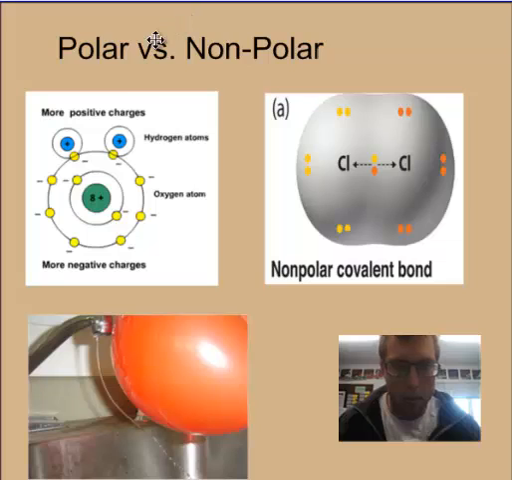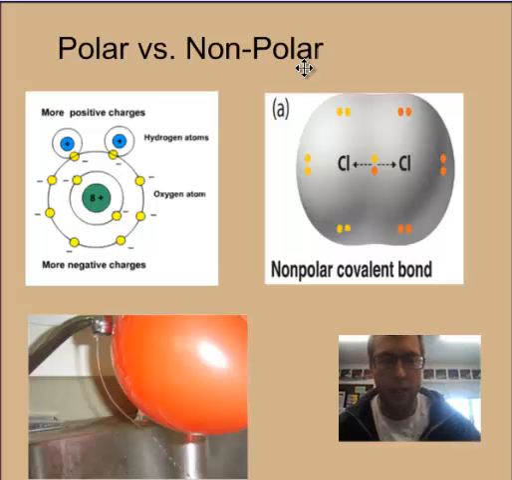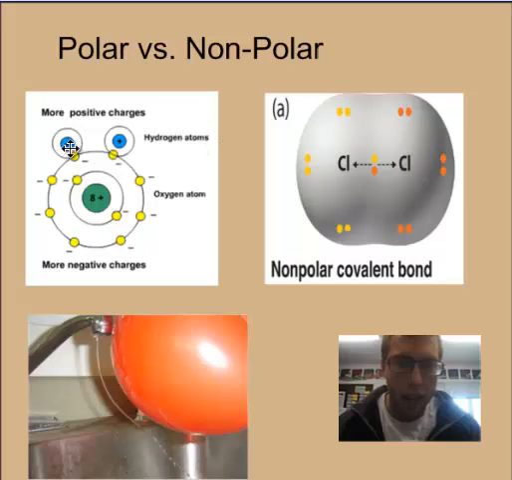Some of these bonds that we're making are going to be polar, and some are going to be nonpolar. So that's what I want to look at just for the end of the section today. When you make a polar bond, that means you have much more positive charge over here and more negative charge on the other side. It's unequal. Like this is a water molecule. We have a hydrogen with a positive charge, hydrogen with a positive charge over here. The negative electrons are over here.